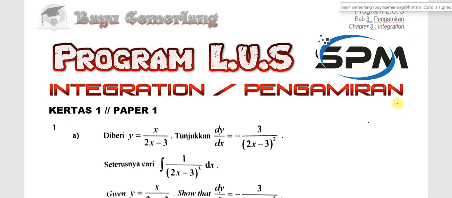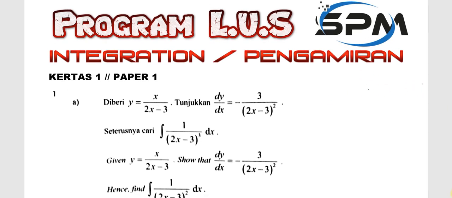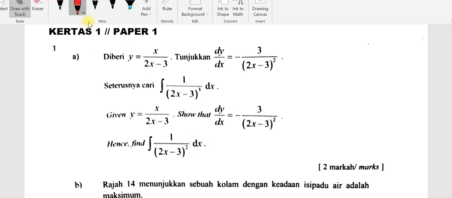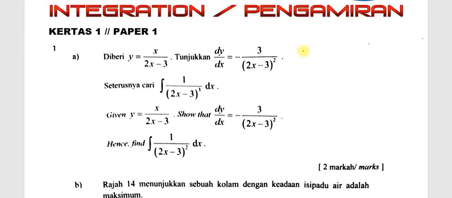Okay, let's see question number 1. It is given y is equal to x over 2x minus 3. Show that dy/dx is like this, and then find the integration of 1 over (2x minus 3) squared with respect to dx. So let's do the first part of the question. We need to find dy/dx.